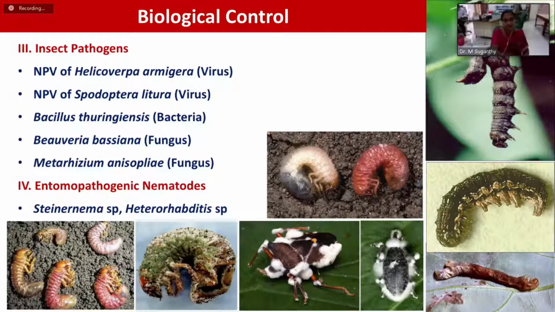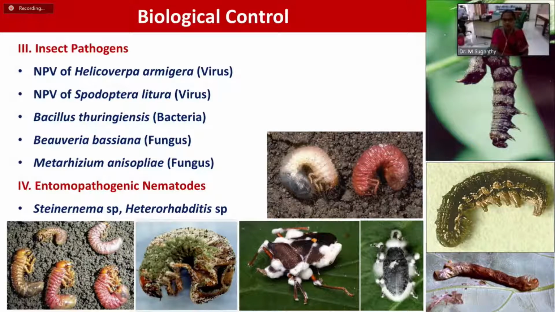Under viruses, these are highly specific to species. That is the reason I have given NPV of Helicoverpa and NPV of Spodoptera litura. NPV is nothing but nuclear polyhedrosis virus. So these are highly specific to these 2 pests. Bacillus thuringiensis is actually a very good bacterium, effective against most of the defoliators and borers. Then comes the fungal pathogens, that is entomopathogenic fungi. A very good example is Beauveria bassiana. We commonly call it white muscardine fungus, and the green muscardine fungus is scientifically known as Metarhizium anisopliae.